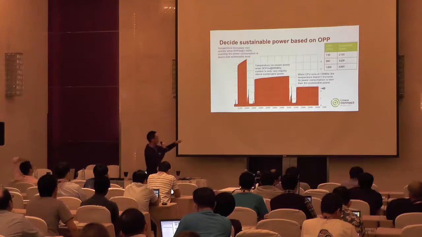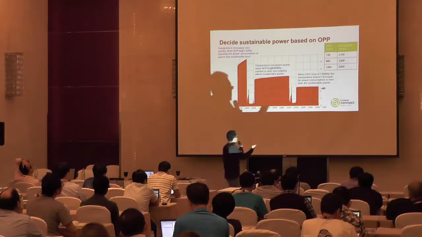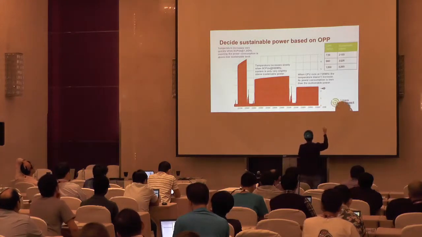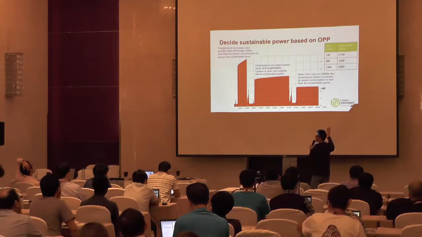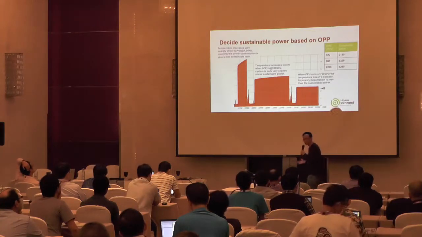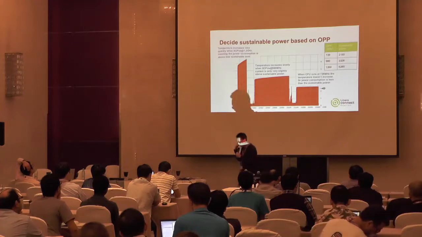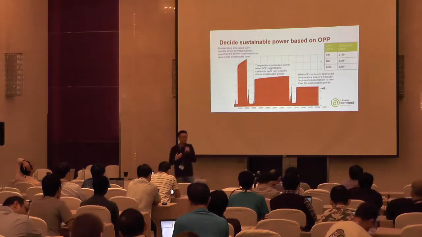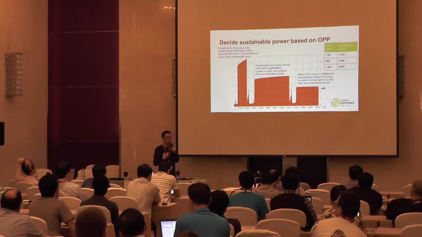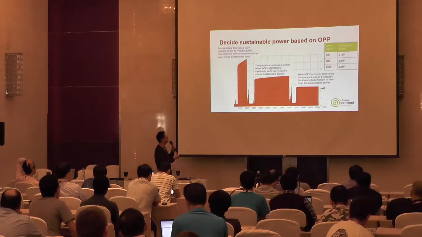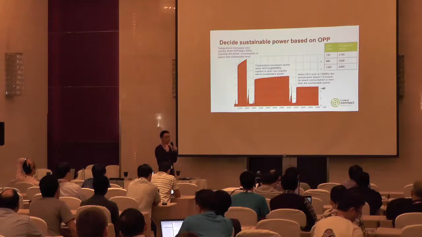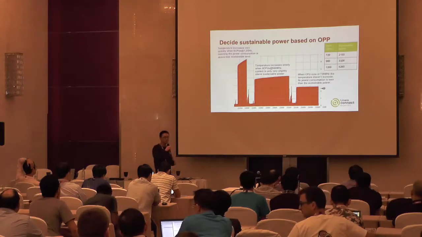So finally we can get this table. In this table, the data is calculated by the dynamic coefficient. Then we can get the corresponding operating point and the sustainable power data. So finally we select the 960 megahertz sustainable power data as the selection.